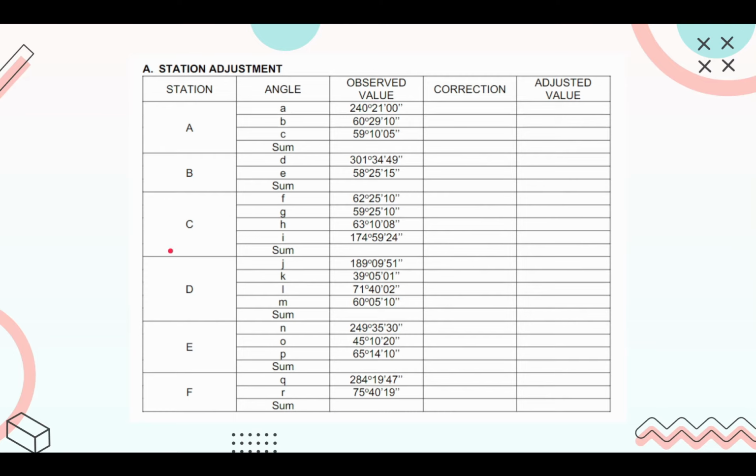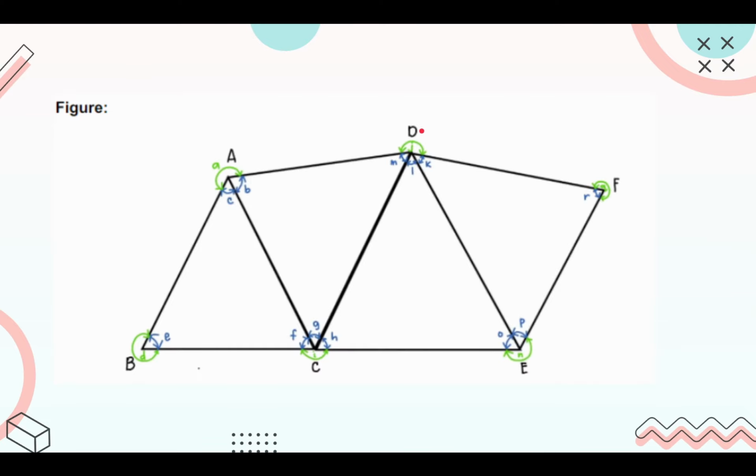So let's look at the figure once again so that we will have an idea of what we are about to solve for. Since the angles involved in station adjustments are the angles that are about the station, then we are going to solve for the angles for station A, which are angles A, B, and C. For station B, which are angles D and E, and so on.